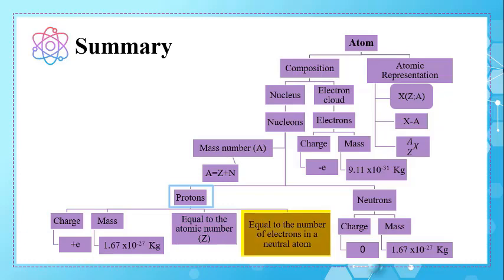The mass of a proton is equal to 1.67 times 10 to the power minus 27 kilograms. A neutron has zero charge and a mass equal to that of a proton. Inside the electron cloud, we have the electrons. An electron has a charge of minus e and a mass of 9.11 times 10 to the power minus 31 kilograms. An atom could be represented in three different ways. These representations are called the atomic or nuclear representations.